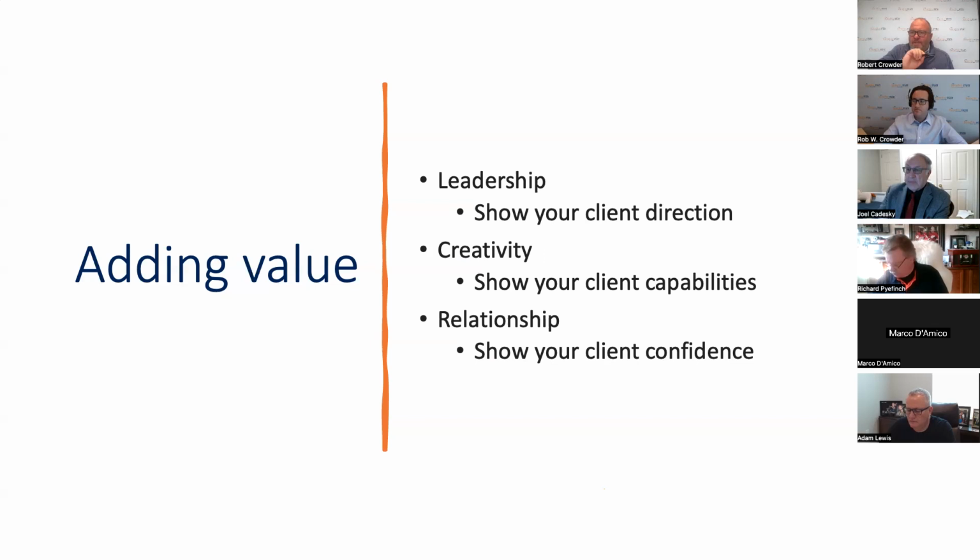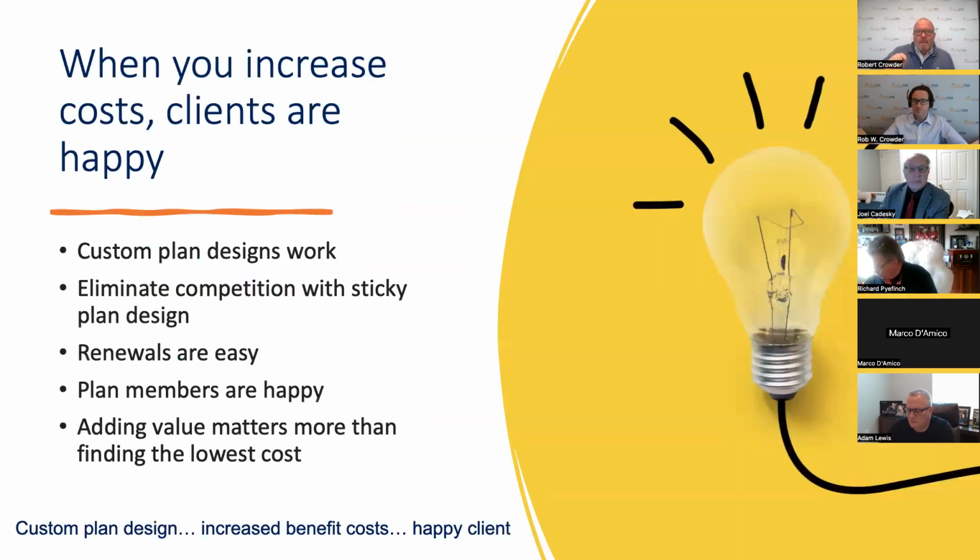In all 5 of these examples, their benefit costs went up and the renewals became simple. So it's amazing. And I've got to say a really bold statement: when you increase your clients' costs, clients are happy.